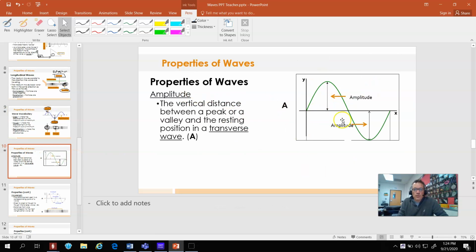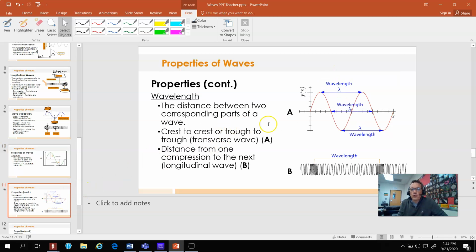Another vocabulary term we have, this one's pretty simple, it's just the amplitude, and that's going to be our height. Now the amplitude is not the distance from the top all the way to the bottom, it's the distance from the rest point to the crest, or it's the distance from the rest point down to the trough. We'll discuss the effects of these things as humans later on. In other words, if we change the amplitude, how does that change what we see, or how does it change what we hear?